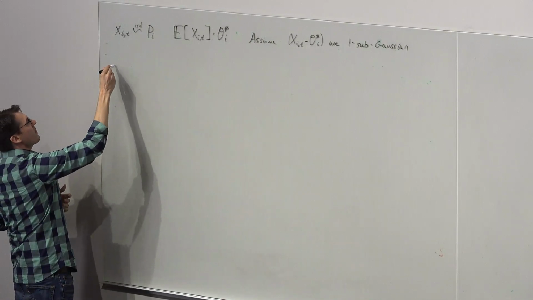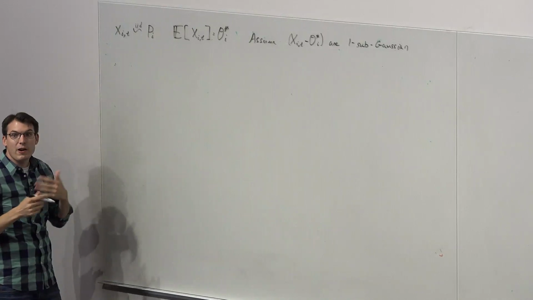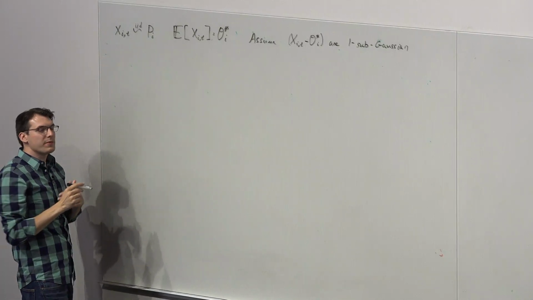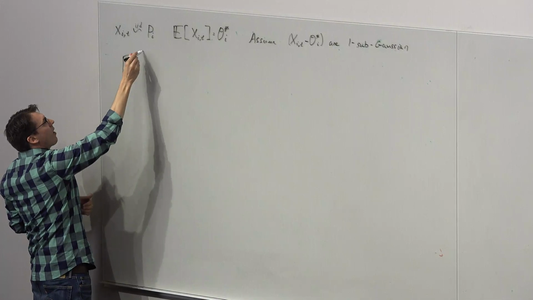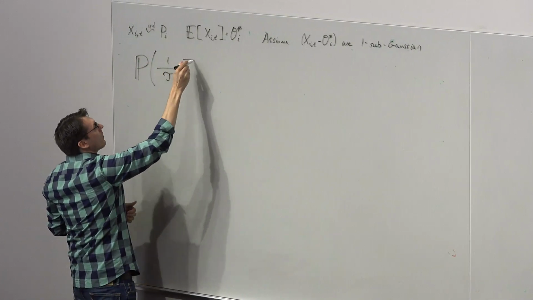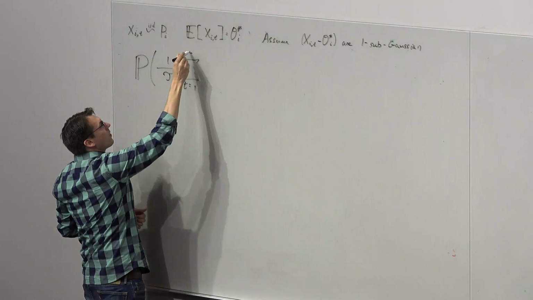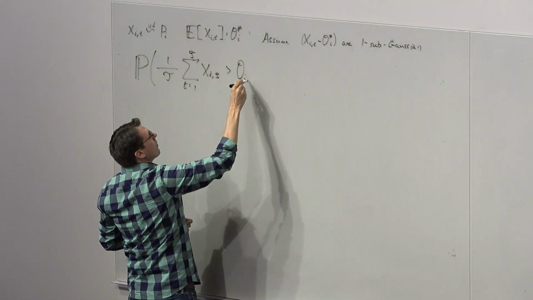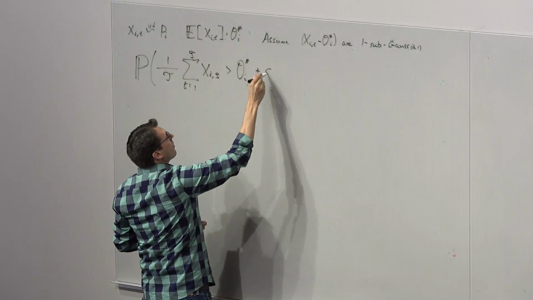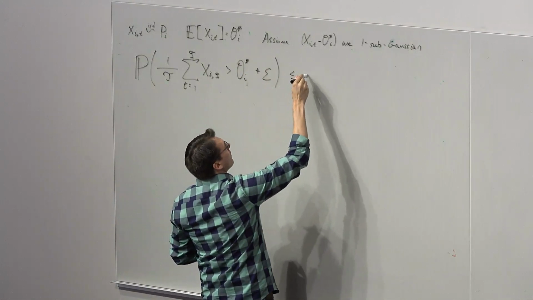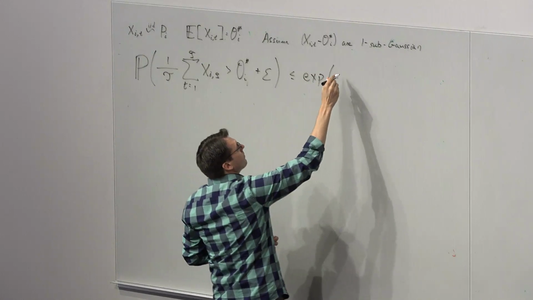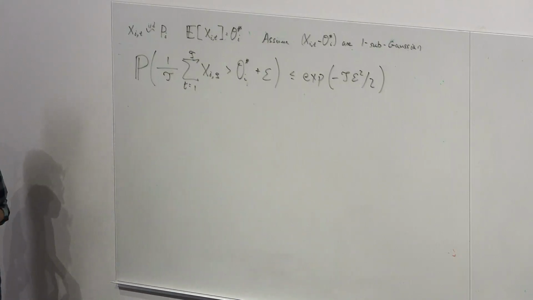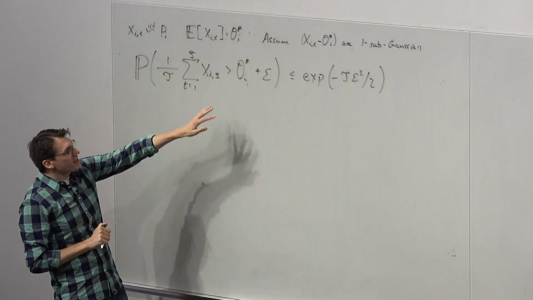What that allows us to say is something like: if I take tau samples from the ith random variable, or poll the ith arm tau times, then we can bound the probability that the empirical mean exceeds theta star i by epsilon. And this is known as a sub-Gaussian tail bound.